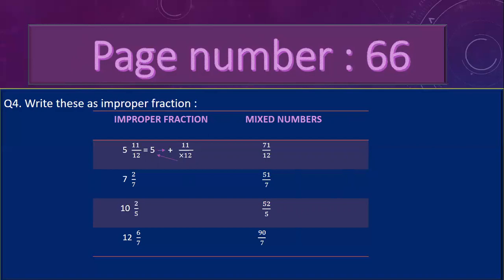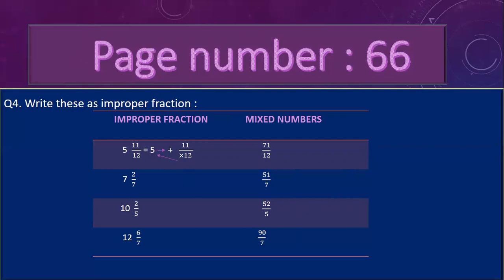The next number is 10 whole number 2 over 5. What will we do? Yes, correct. We multiply 5 with 10 and then we add 2 with it. 10 fives are 50 and after adding 2, 52 over 5.